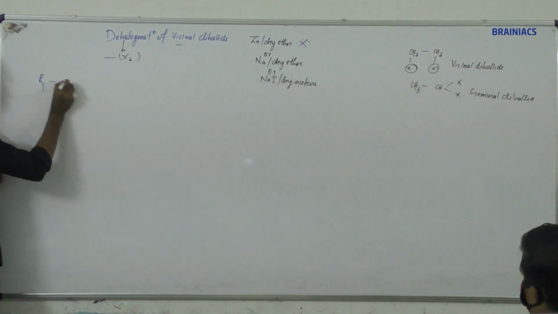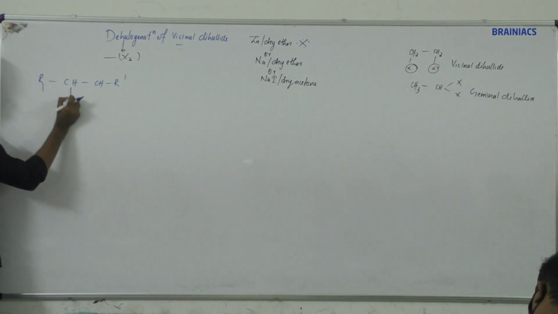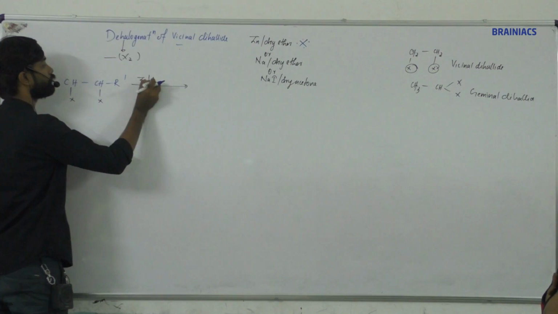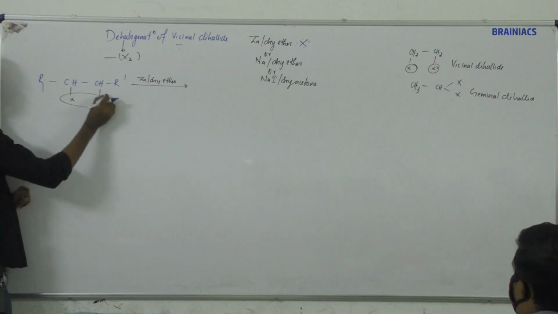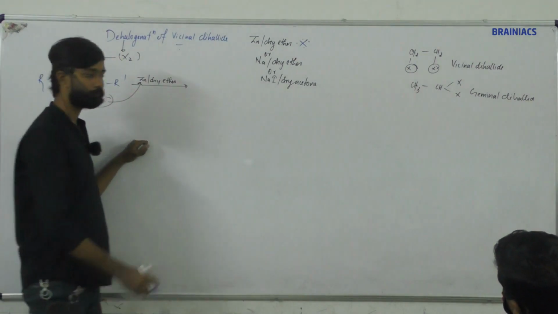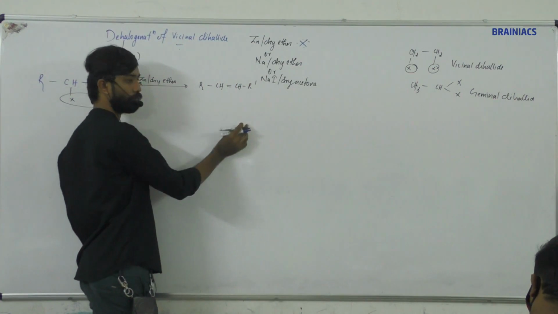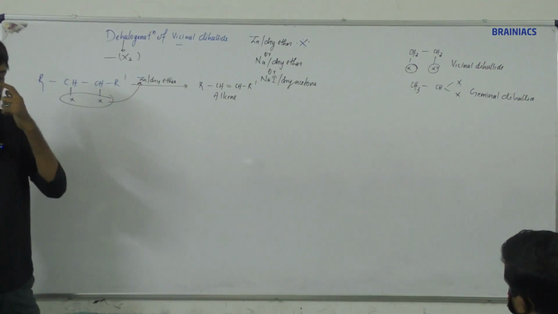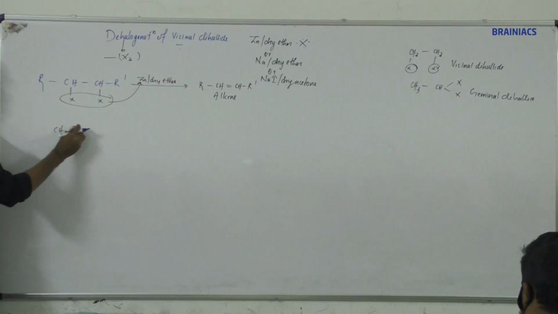Listen, I have a vicinal dihalide something like this: RCH, CH, R dash, where here is a halogen, here is also a halogen. Treatment with zinc in dry ether, what happens? Zinc brings the two halogens together so that a bond forms. So it becomes R CH double bond CH R dash. What do you obtain? Alkene. So this is very easy on the basis of structural explanation.